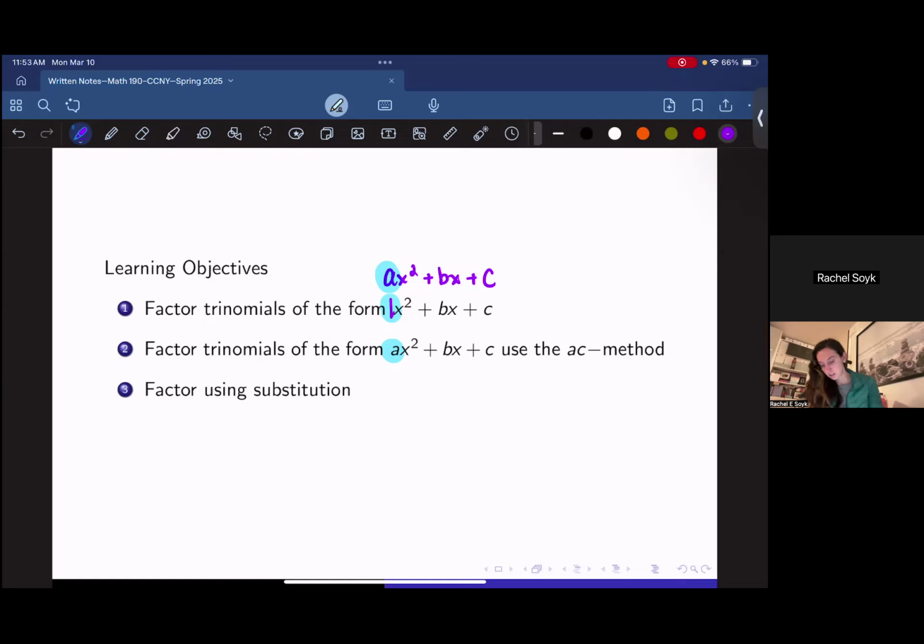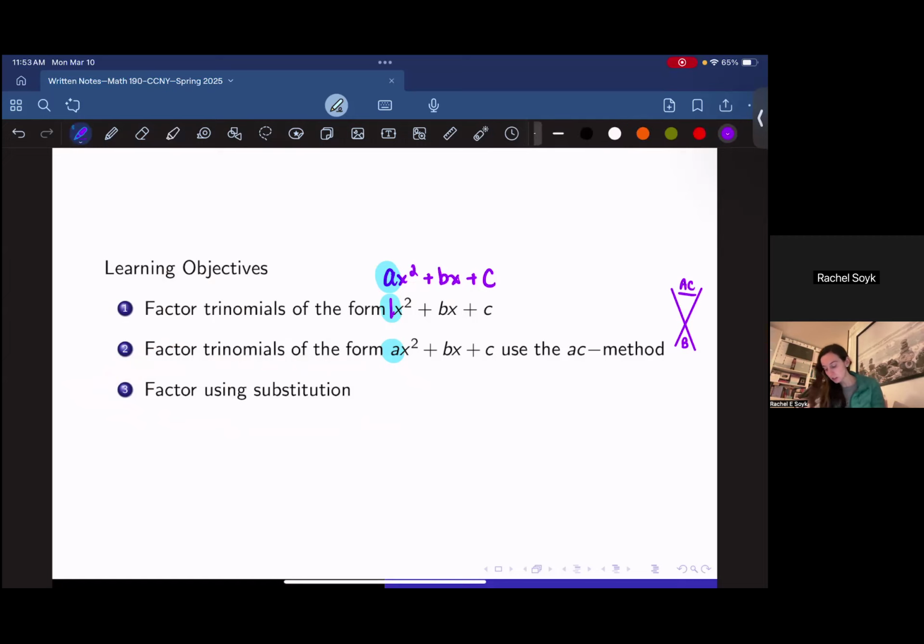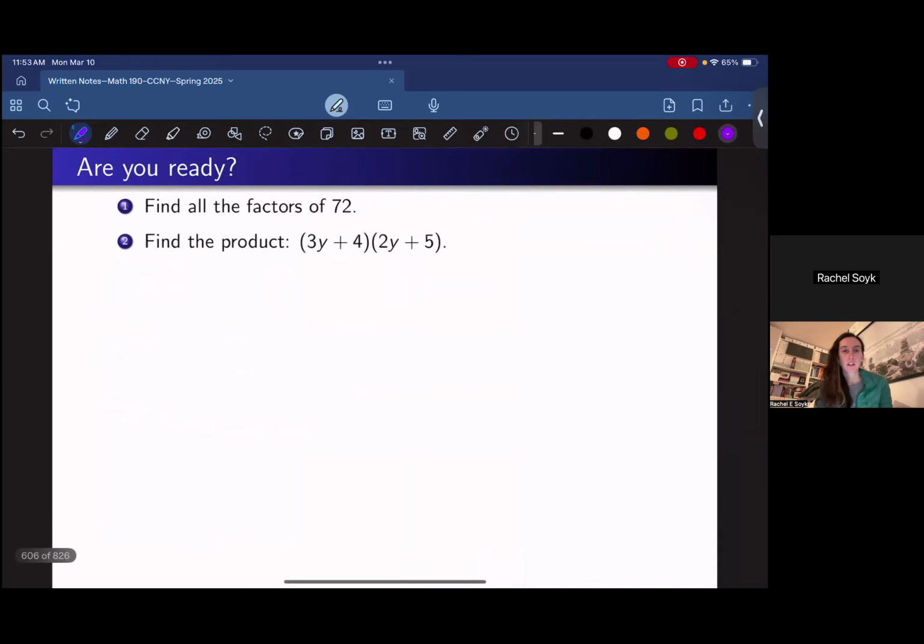And just from a visual perspective, we're going to be using what's known as our famous AC method. And then finally, our third objective, we're going to utilize factoring by substitution. So let's jump into it. Let's start off with some warm-up problems.